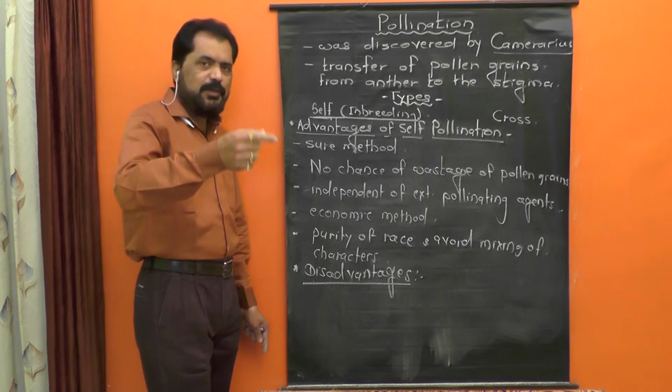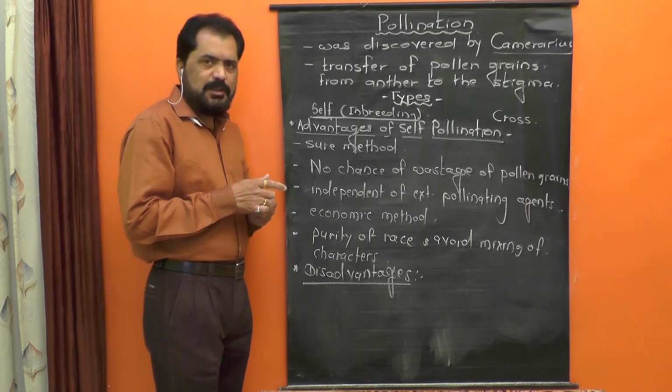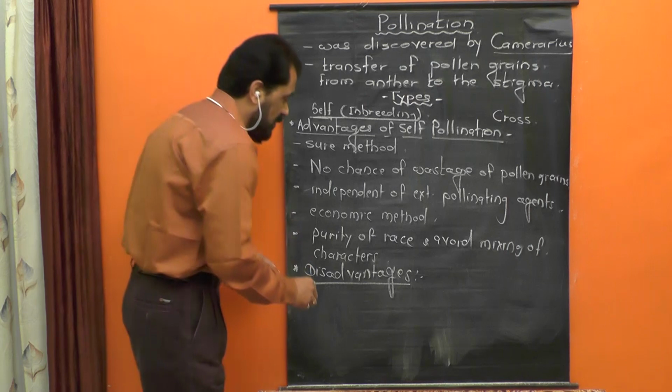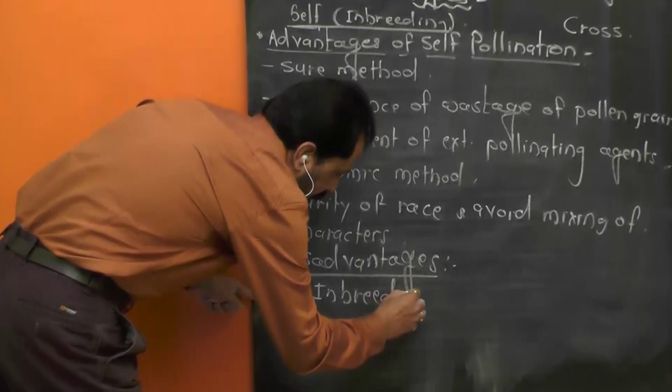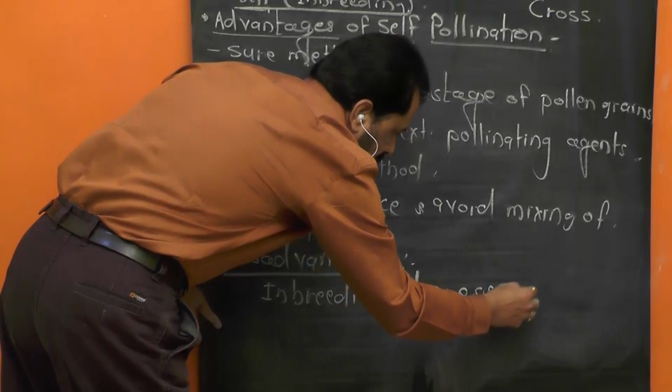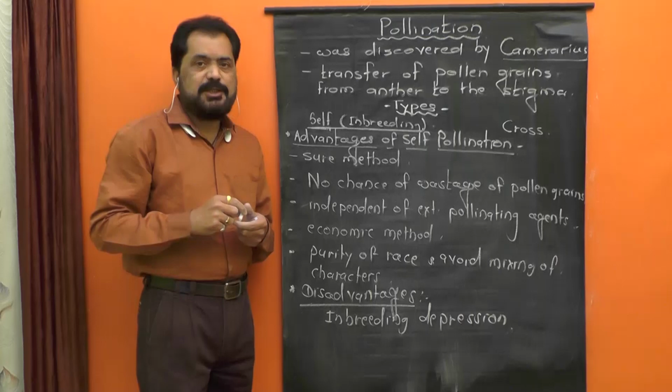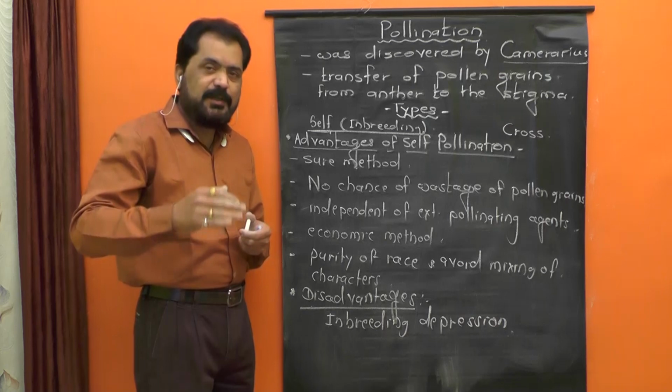Due to repeated self-pollination, the progeny gets weaker. The new individual born gets weaker after every generation. It is also known as inbreeding depression. It means due to repeated inbreeding, there is a loss of genetic vigor. It means the progeny produced become weaker in every generation.